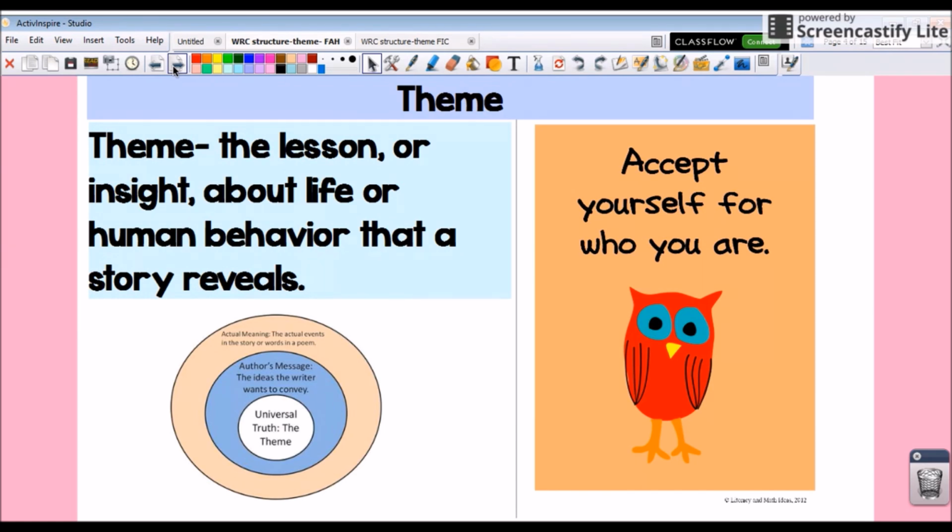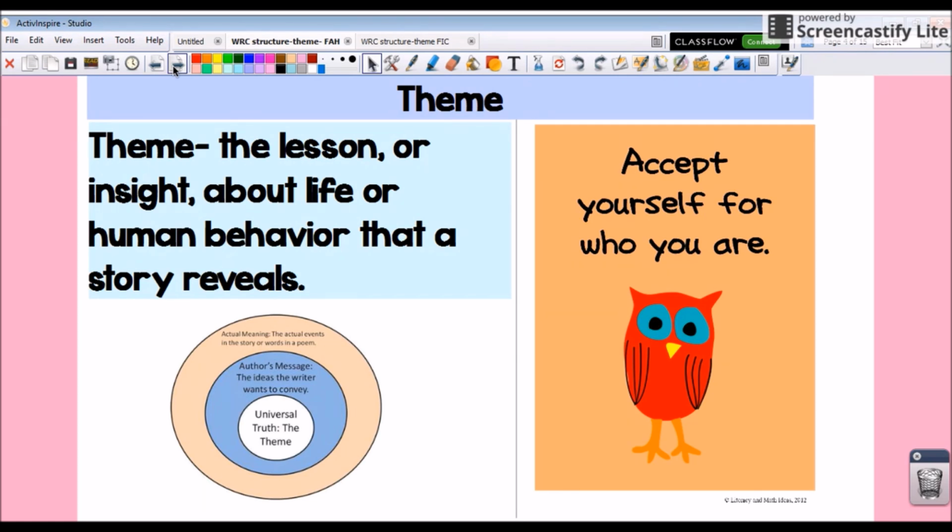All right, and now theme, we should also know, is the lesson or the insight about life or human behavior that a story reveals. So all stories or poems are going to have a topic. Usually they have more than one topic if it's a lengthier work, but if it's a shorter work, it might just be one main topic.